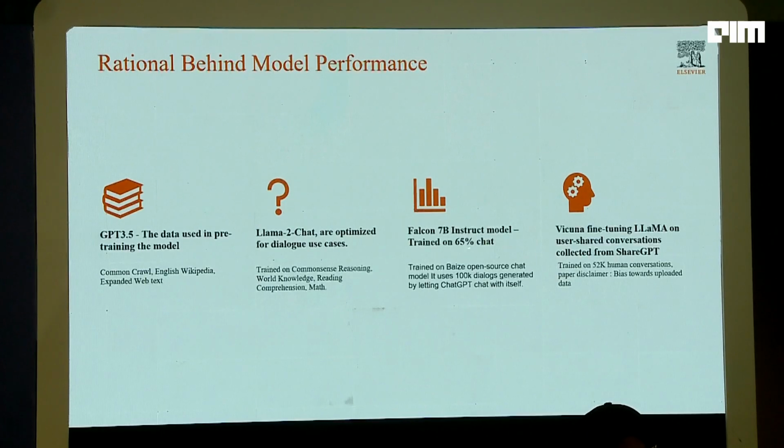The Falcon 7 billion model is an instruct model. 65% of the data used to train this model is from a base open source chat model, and there are 100K dialogues generated by letting ChatGPT chat with itself. And that's why we saw that it couldn't generate a summary at all. The Vicuna model is fine-tuned on Llama, and it is trained on 52 human conversations. In their paper, they have a disclaimer that the results can be biased towards the data which is uploaded by users on the internet. So probably that can be the rationale. This is what we have inferred from our experiment.